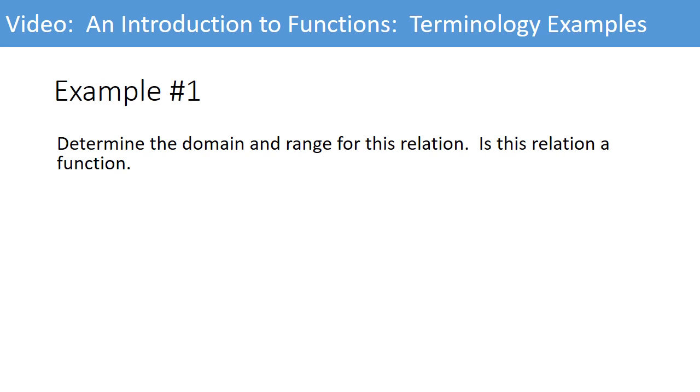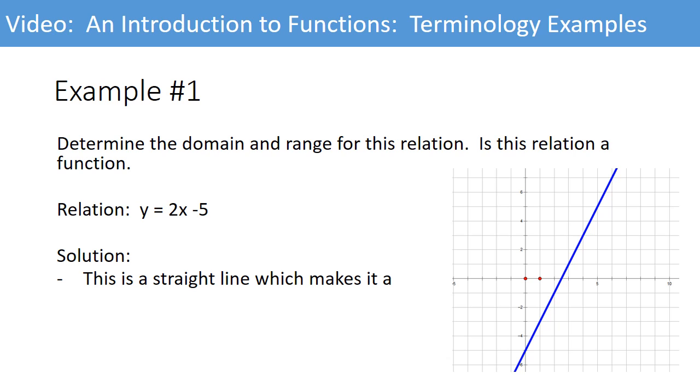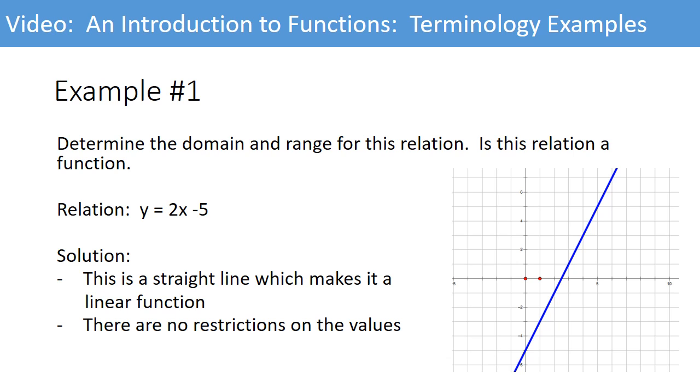Example number 1. Determine the domain and range for this relation. Is this relation a function? The relation is given as y equals 2x minus 5. Here is a graph that represents this function. This is a straight line, which makes it a linear function.